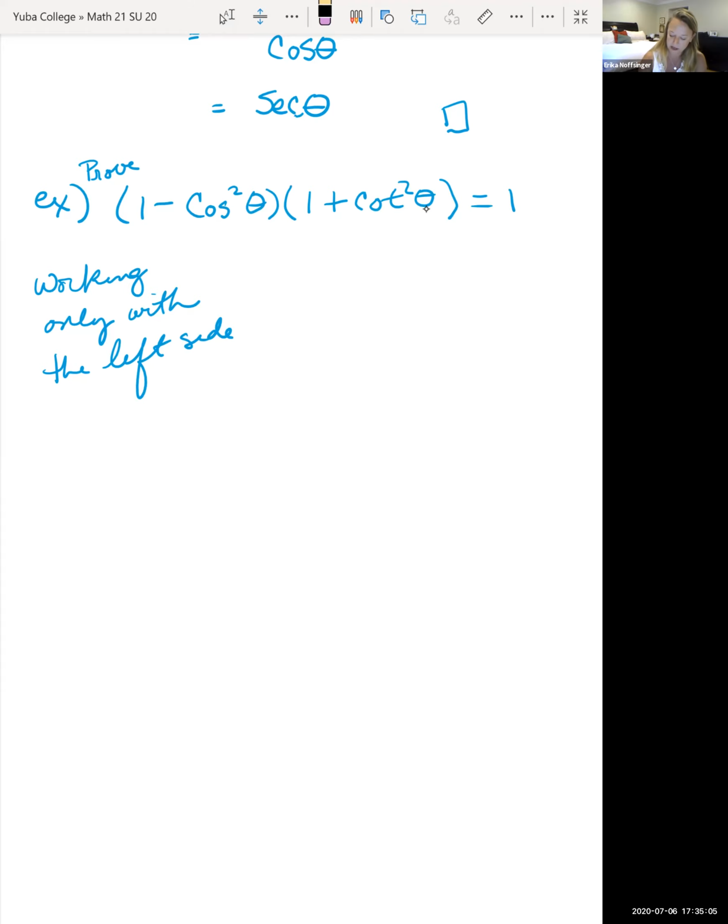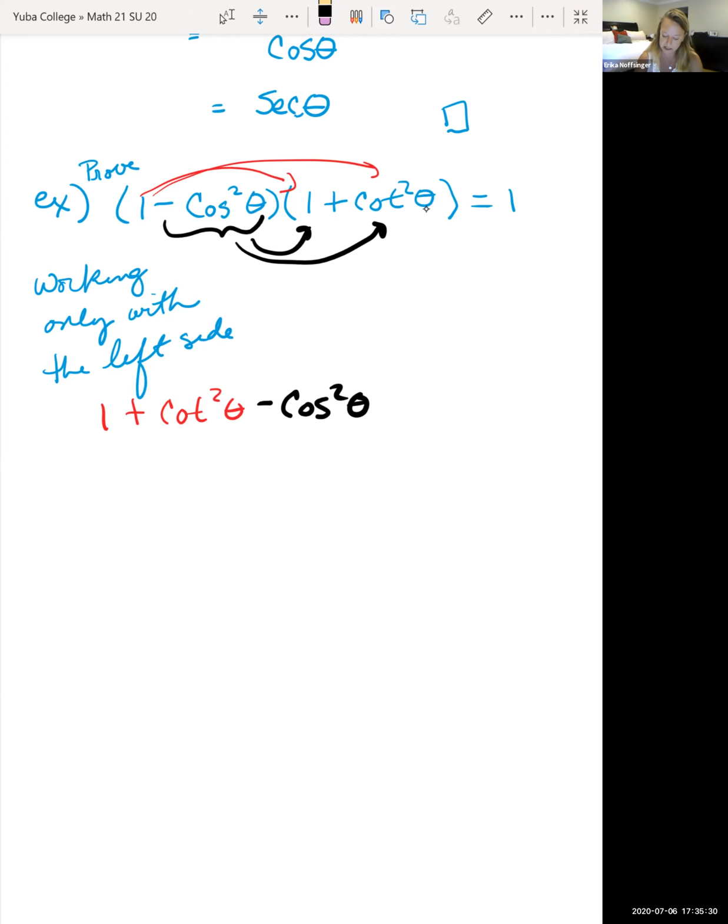So if I distribute, I'm looking at 1 times 1, so that gives me 1. 1 times cotangent squared of theta, so this is plus cotangent squared theta. Now distribute our negative cosine squared theta. Negative cosine squared theta times 1 is negative cosine squared theta. And negative cosine squared theta times positive cotangent squared theta is minus cosine squared theta cotangent squared theta.